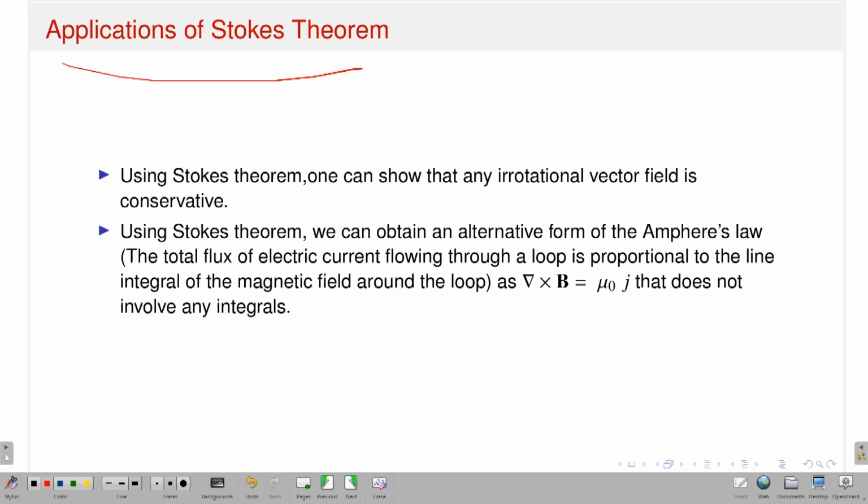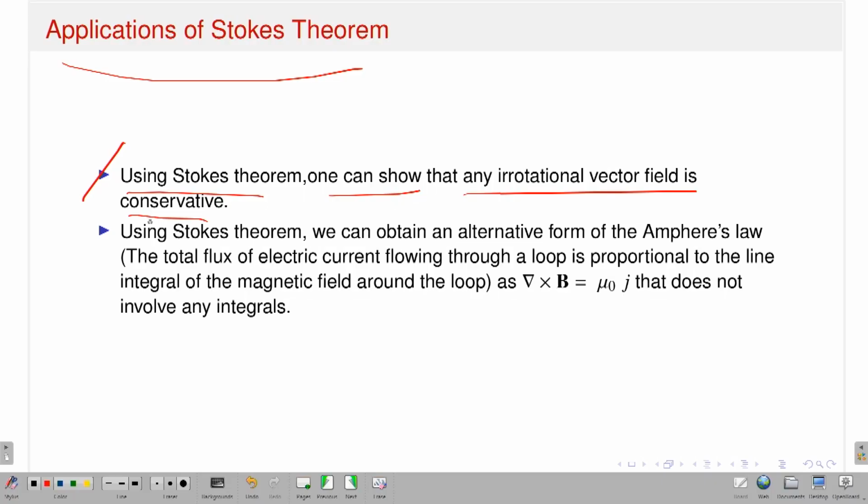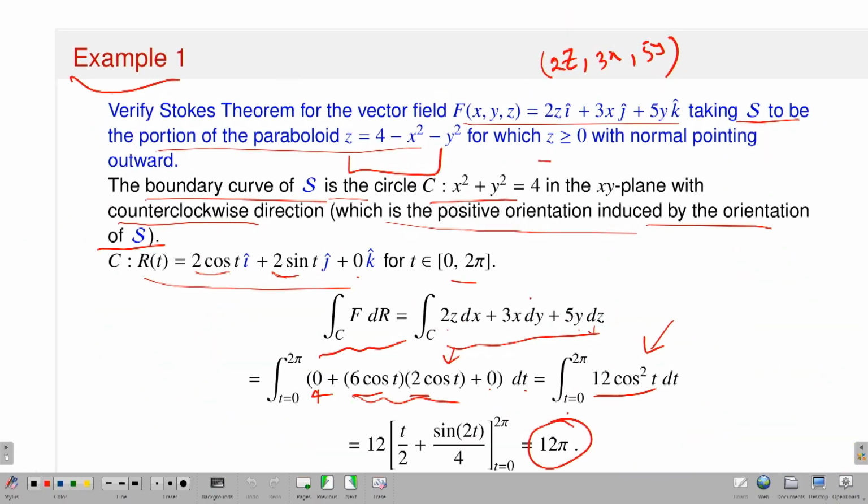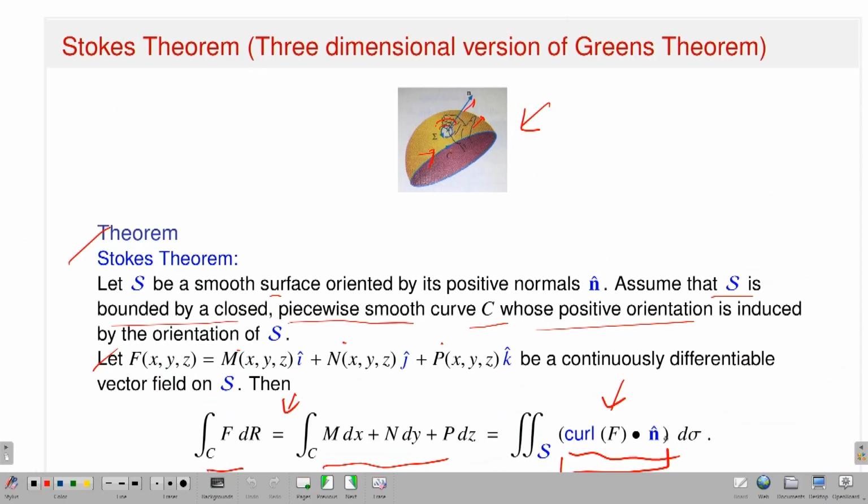Using Stokes theorem, one can show that any irrotational vector field is conservative. What is an irrotational vector field? It means the curl of my vector field is 0. If the curl of the vector field is 0, then one can prove that it is conservative. Look at Stokes theorem: if I have a nice surface, the corresponding line integral is exactly equal to the surface integral of curl of F dot n cap.